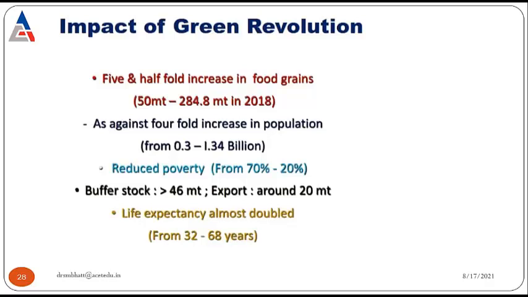Okay. So according to the population, there was a four to five-fold increase in the protein according to the population. So poverty is also going to reduce because there was enough.